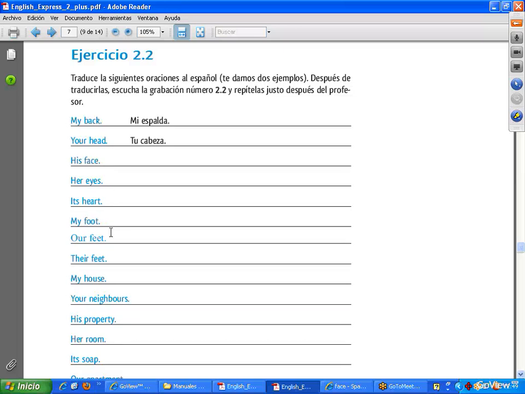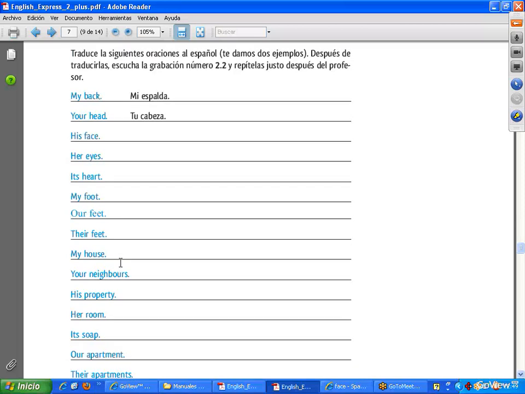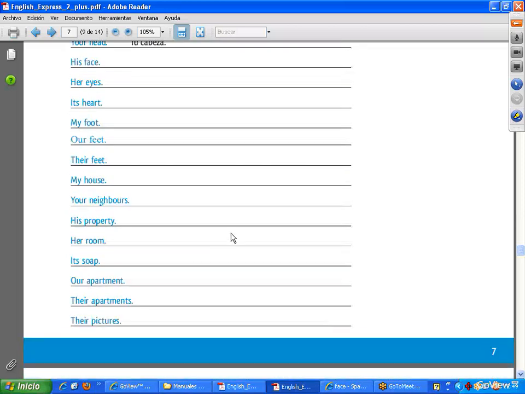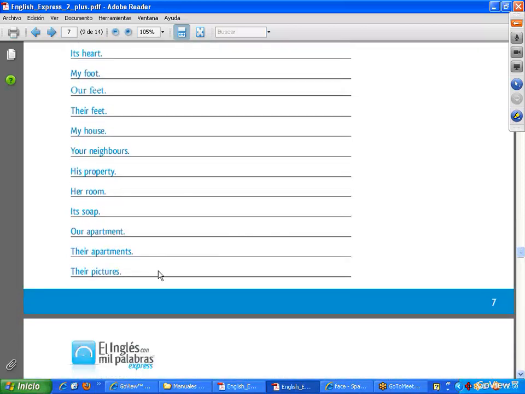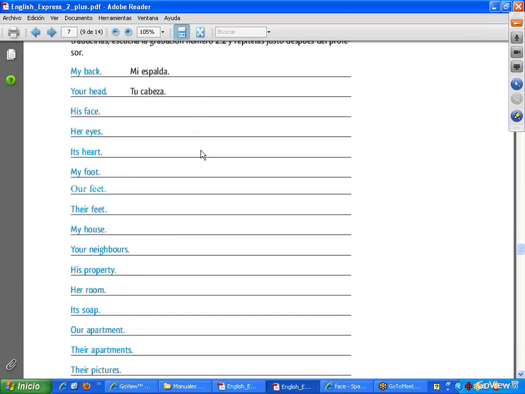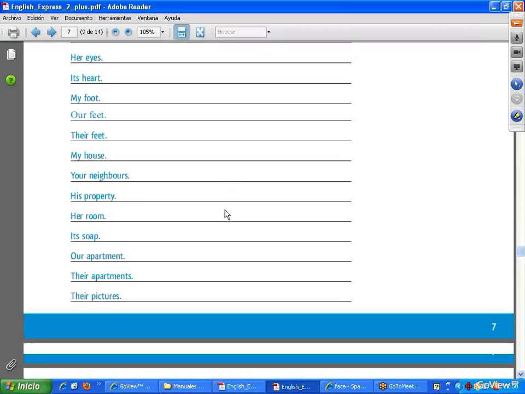My house, your neighbors. You look up these words and you do the translations. On the next page, we have the words a, an, and some.